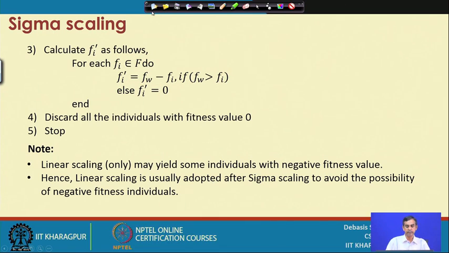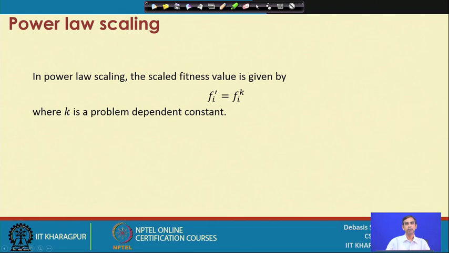This concept is followed in the case of sigma scaling, and usually sigma scaling is followed after linear scaling, because sometimes linear scaling can result in some scaled fitness values being negative, which is not acceptable. So we can follow sigma scaling after linear scaling, so that more refined scaled fitness values can be obtained. This is the idea about sigma scaling.